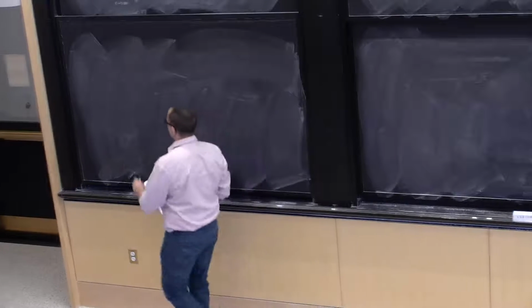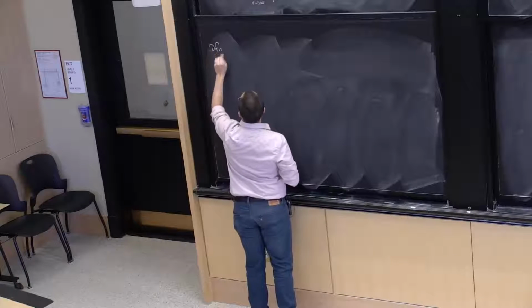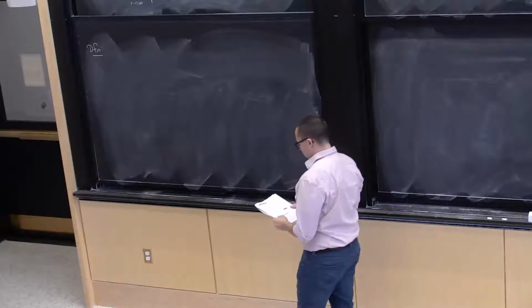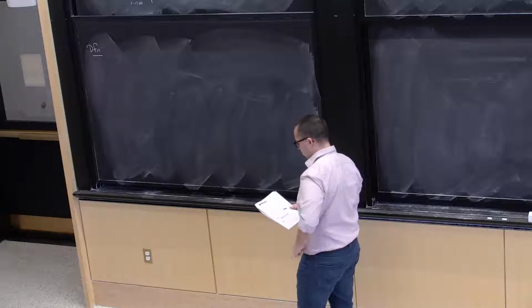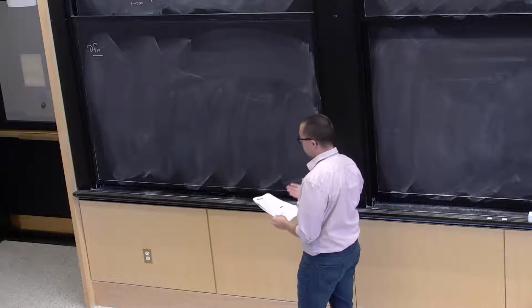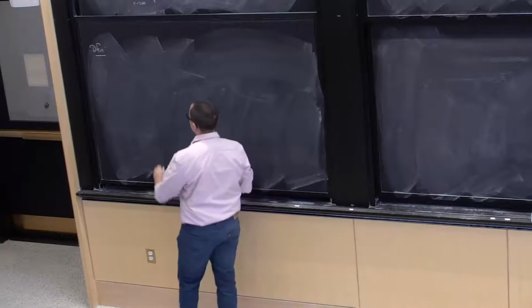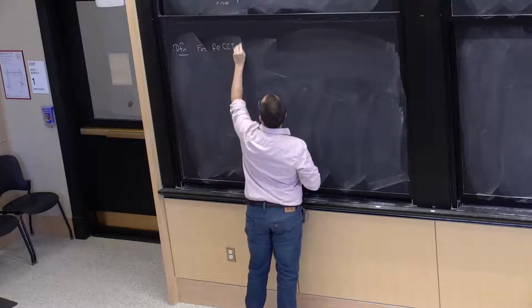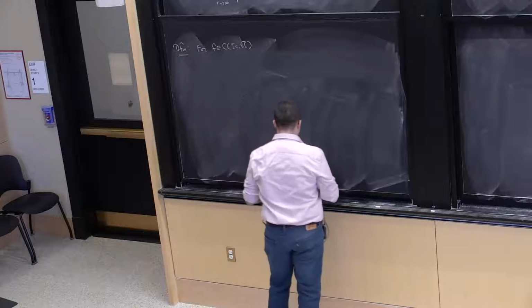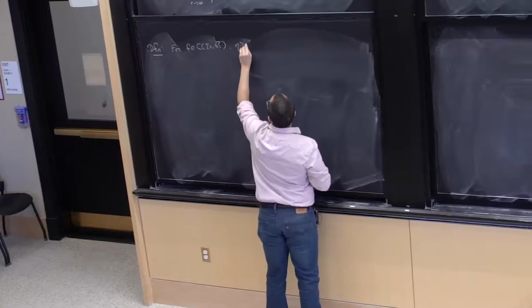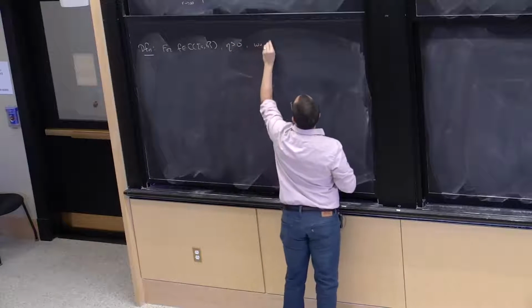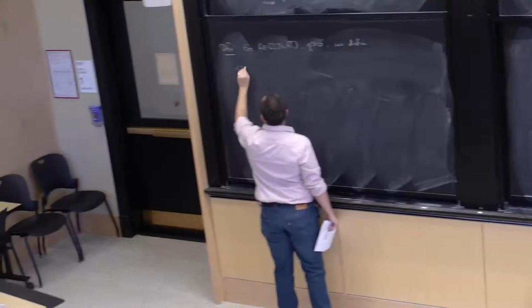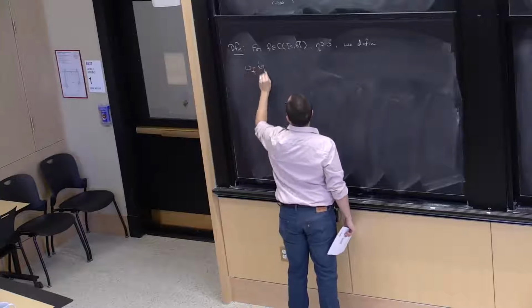So let me first define a useful metric, or number, or function associated to a continuous function, called the modulus of continuity. So for f a continuous function, and eta positive, we define the modulus of continuity, omega f of eta.